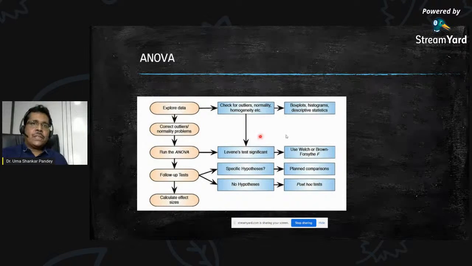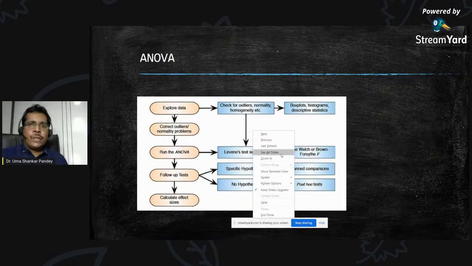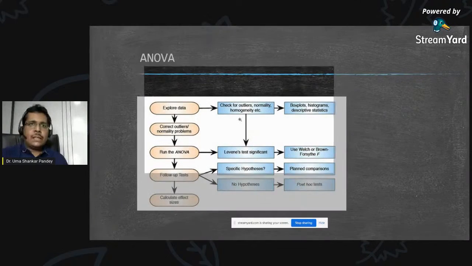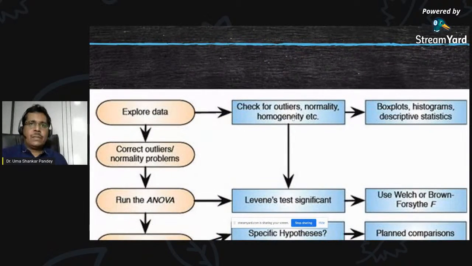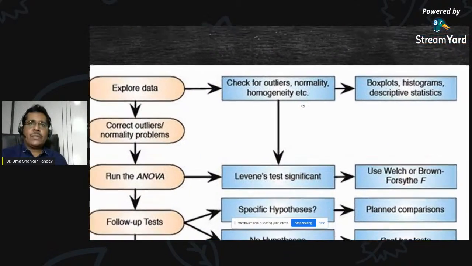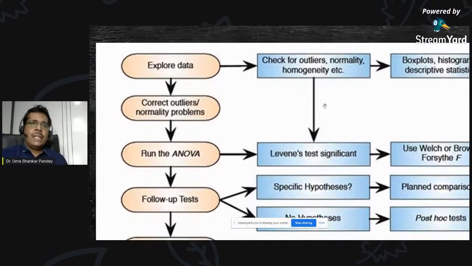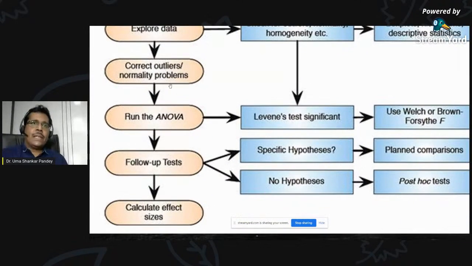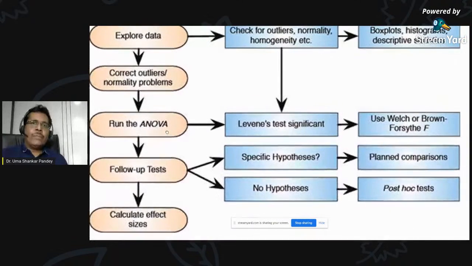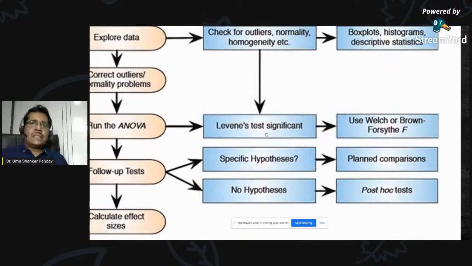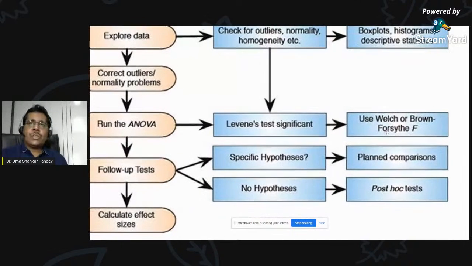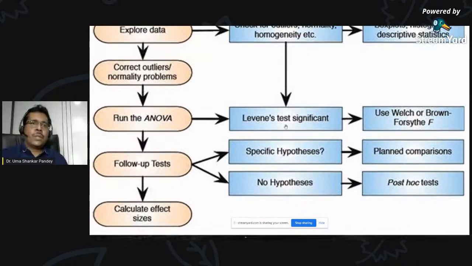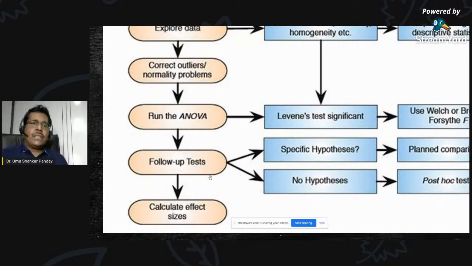Before we explore the data, we have to go for the outliers and all that. So we have to talk about whether the normality is satisfied, whether the homogeneity is satisfied, etc. And then we have to correct for the normality, and then we run the ANOVA. If the Levene's test is significant, then we do this post hoc test, either the Welch or Brown-Forsythe or the post hoc test, and then we calculate the effect sizes as well.